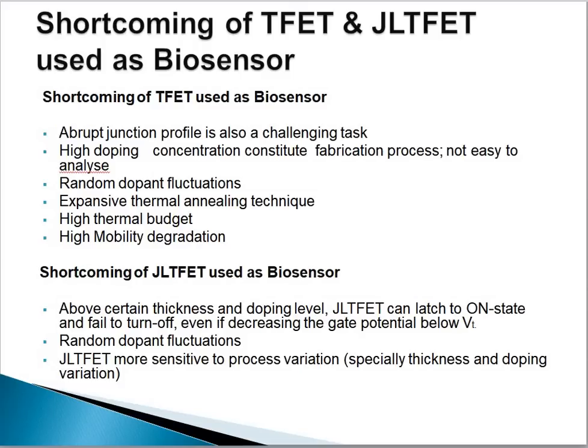After that, we have introduced the junctionless TFET biosensor. There are three shortcomings of the junctionless TFET biosensor. Above a certain thickness and doping level, the junctionless TFET can latch to the on state and fails to turn off, even if we decrease the gate voltage below the threshold voltage. Another shortcoming is again random dopant fluctuation, because we are using a high doping concentration in the substrate. And the last one is that junctionless TFETs are more sensitive to process variation, specifically thickness and doping variation.